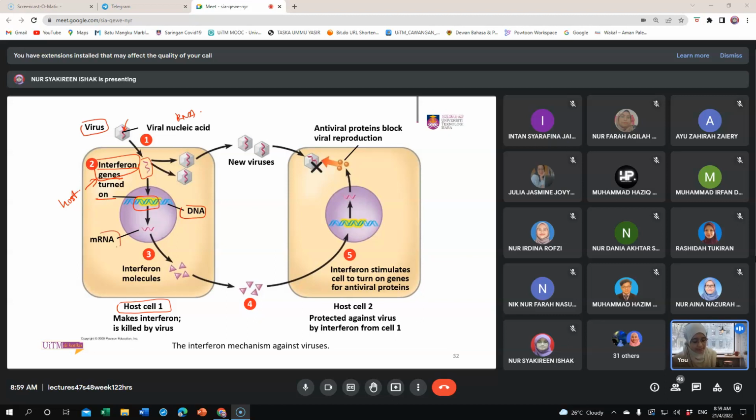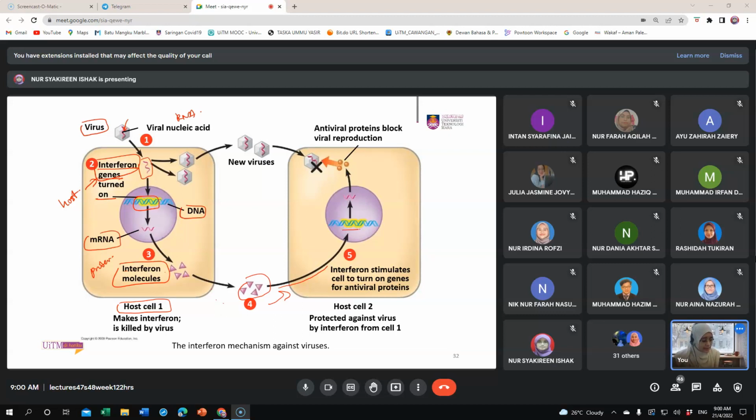Transcription produces mRNA. Translation produces the protein, which is the interferon molecule. Interferon molecules are proteins, right? So this interferon molecule will be secreted out from the infected host cell. It finds another cell that is still healthy, not infected yet by the virus. So this interferon protein will enter into the healthy, uninfected host cell.